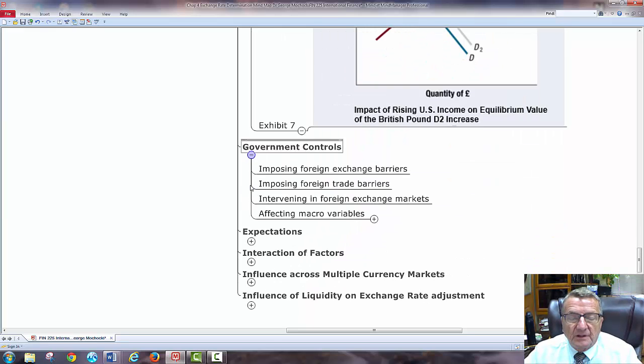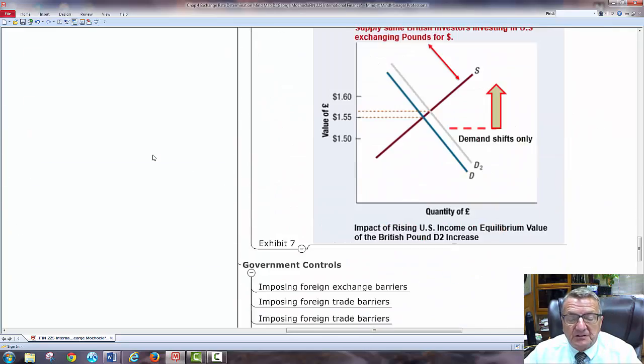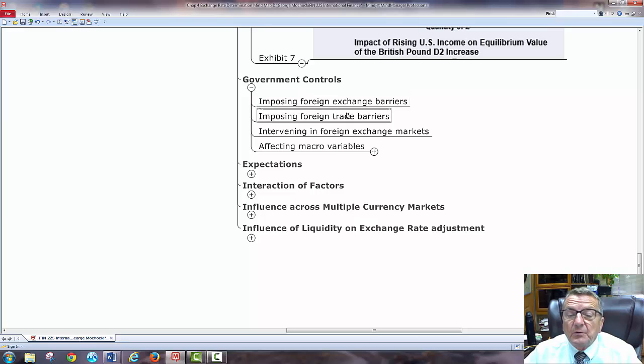Okay, now government controls. That has a big effect, again, on influencing exchange rates. If I'm looking at imposing foreign exchange barriers, I do something to try to minimize it. I think China is a little bit guilty of that, but they're learning the free market. People say foul play. Okay, I'm adjusting it, but we don't want to upset China too much because we owe them too much.